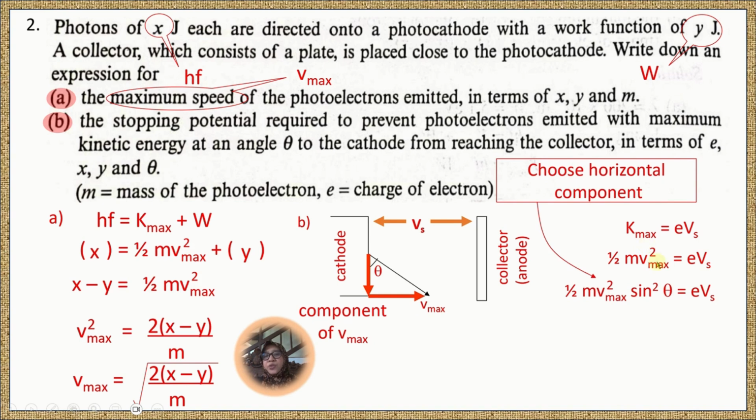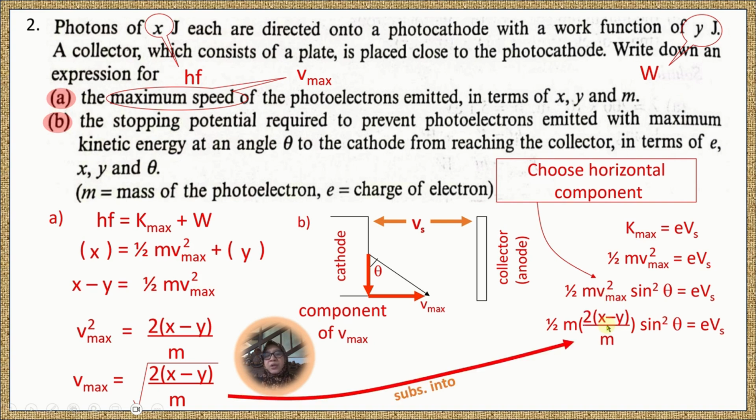Don't forget the square. So we have Vmax squared sin squared theta. Now we can cancel the 2 here. Before we cancel the 2, we look at the equation here. We can substitute the Vmax from question A into question B. So we substitute into here.